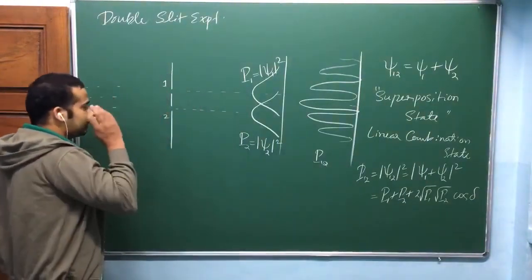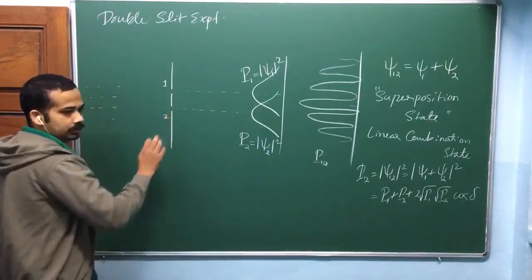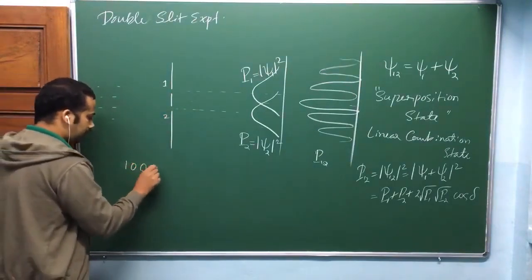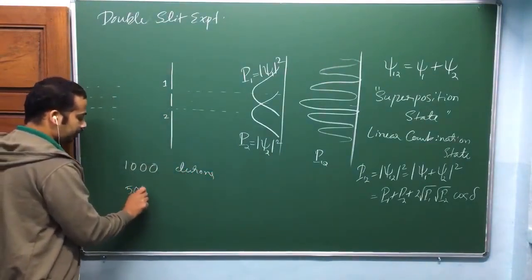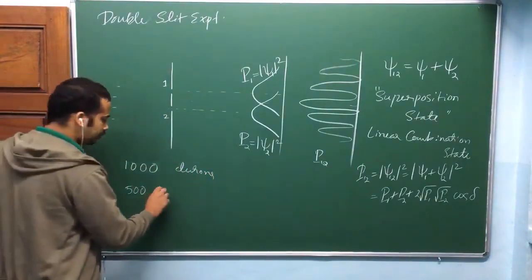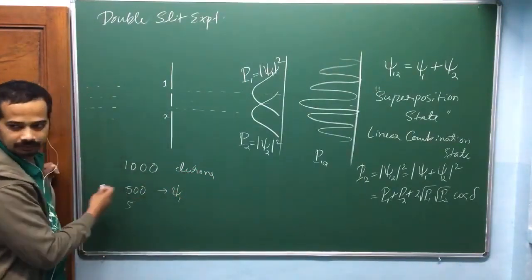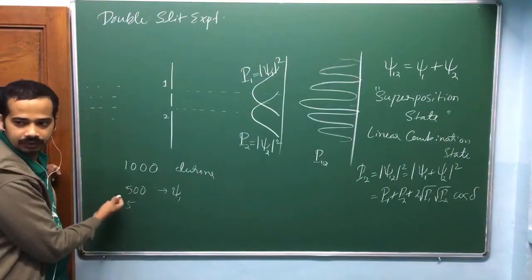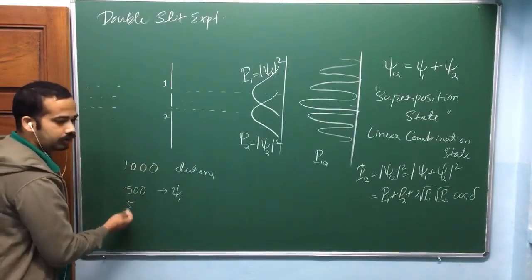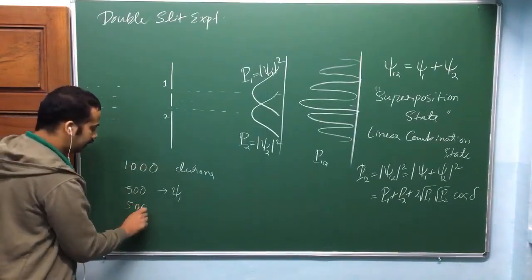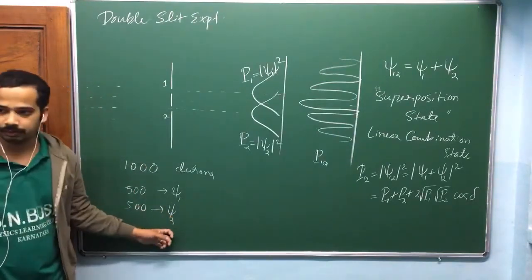Now look at here. Again, our classical ideas, our logic, our common sense says that it should have passed through either this one or this one. So if you send 1000 electrons, maybe 500 electrons should pass through slit 1, and the other 500 approximately. I am not saying it always happens 50-50. You may need to take millions of electrons to show that it is 50-50. So the other 500 may pass through slit 2.